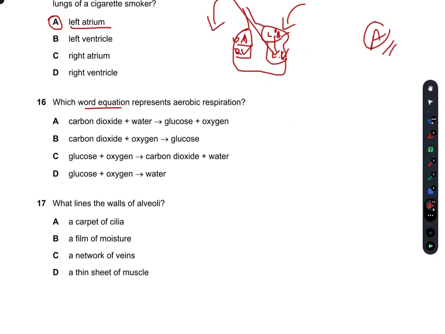Which word equation represents aerobic respiration? A and B are incorrect. Glucose plus oxygen into carbon dioxide and water, yes. C is the right answer. D is incorrect.